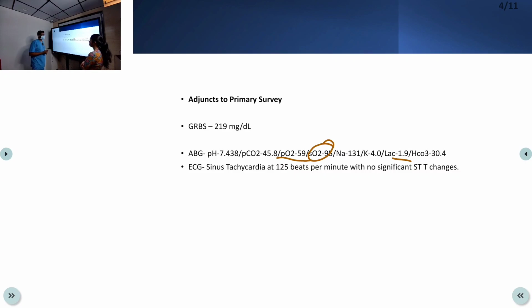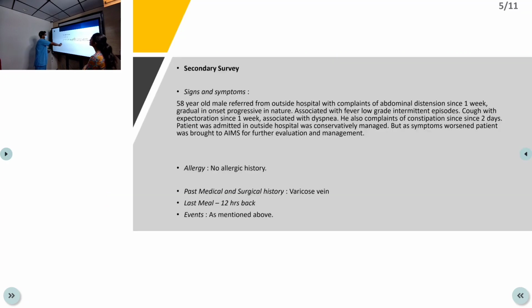Is this patient a known case of CLD or anything? Not a known case of CLD. Yeah. So if this patient is having low albumin levels, there can be abdominal distension, ascites along with pleural effusion. That can be contributing to the hypoxia, abdominal distension and all. Okay. So for further investigation, coming to the secondary survey.